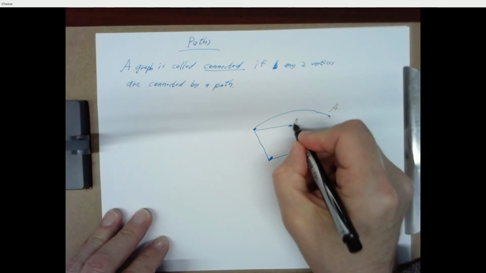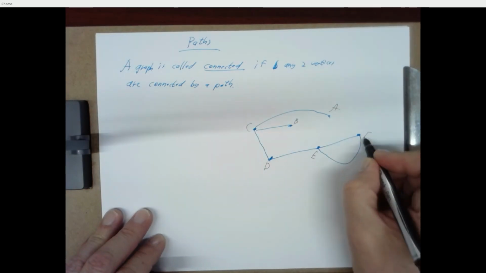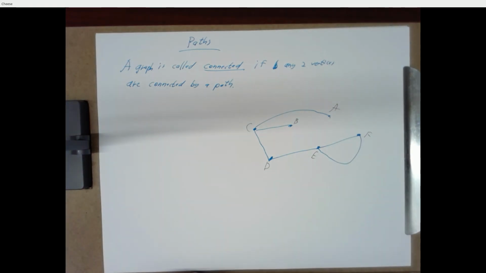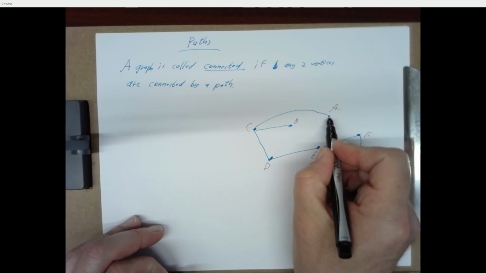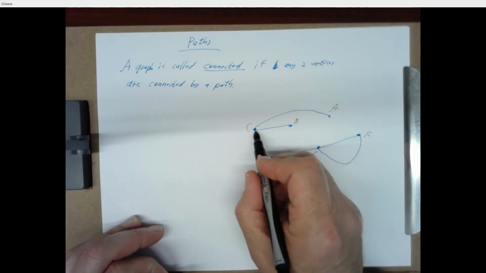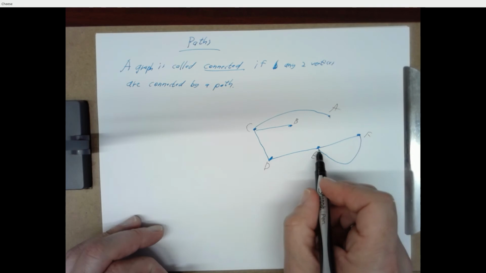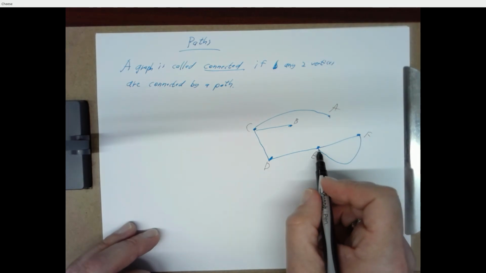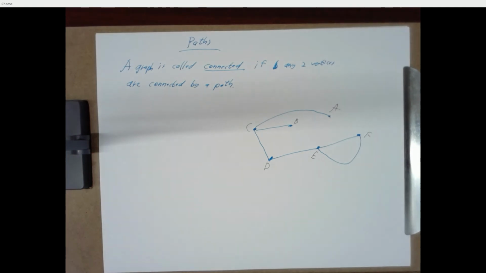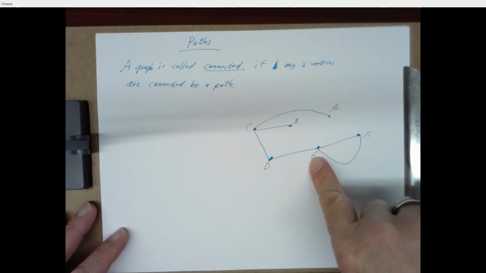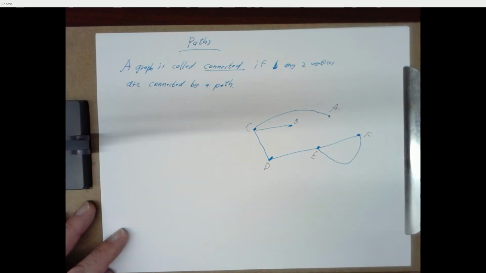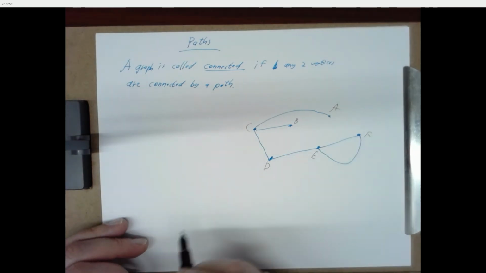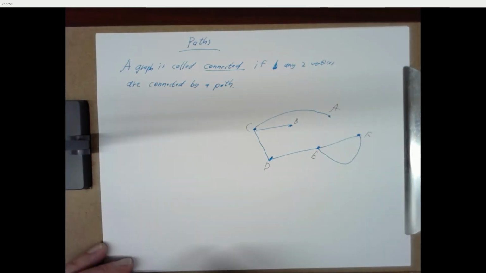So A, B, C, D, E, F. A path from A to E would be to travel from A along this edge to C, and then travel along this edge to D, and then travel along this edge to E. That's a path from A to E. So it's a series of edges starting at our starting point, ending at our ending point, and with the property that the end of each edge is the beginning of another edge in our set. And we can make that really long and wordy, but that's the basic idea. It's a bunch of edges that are connected end to end that take us from one point to another.